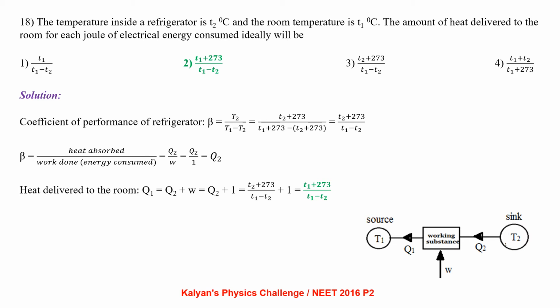Now the coefficient of performance also can be defined as heat absorbed by the engine to work done on the engine. Work done is nothing but energy consumed by the engine. So we can write beta equal to Q2 by W. Since it is 1 joule of electrical energy consumed, we get beta equal to Q2. Now heat delivered to the room is nothing but Q1, which can be written as Q2 plus W, that is Q2 plus 1. Upon simplification we get the heat delivered to the room equal to T1 plus 273 by T1 minus T2.